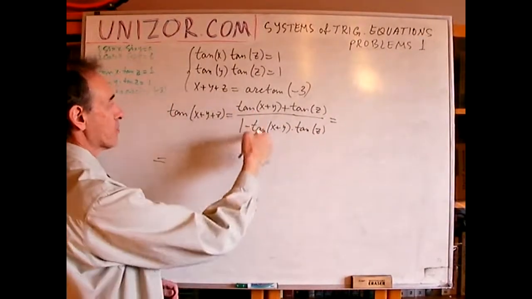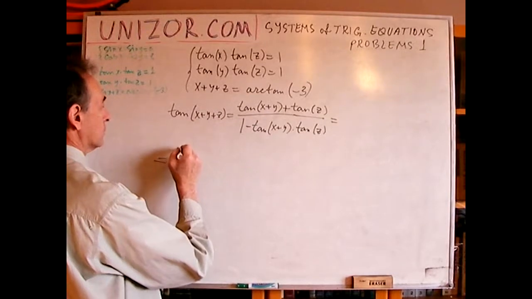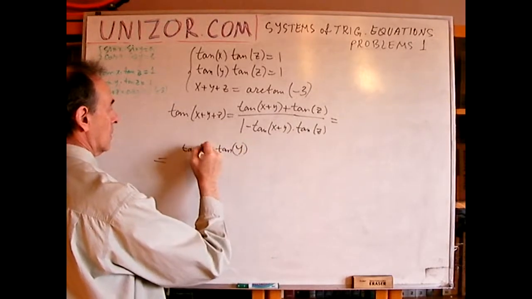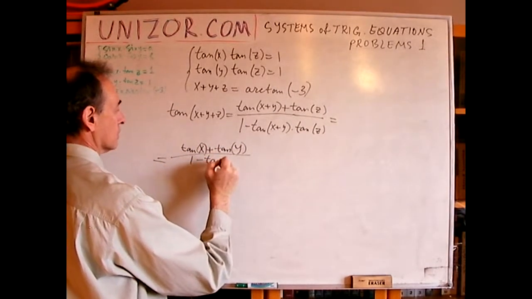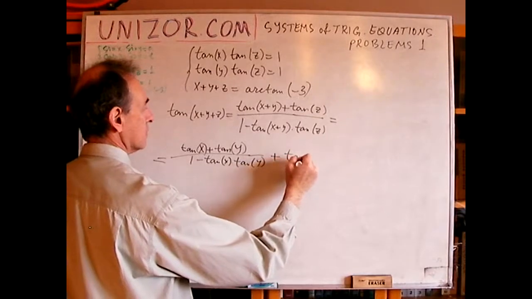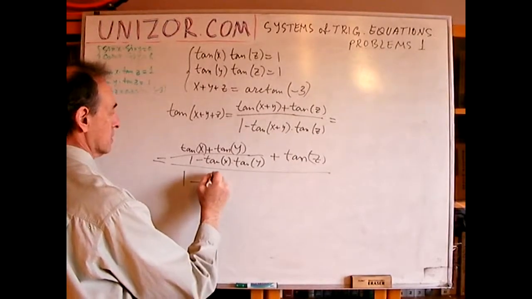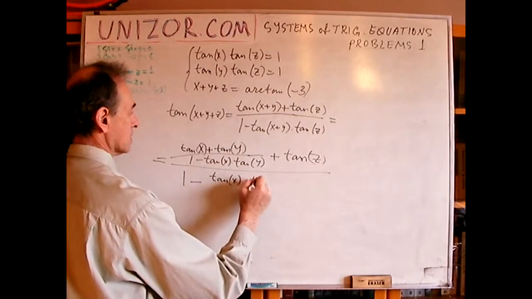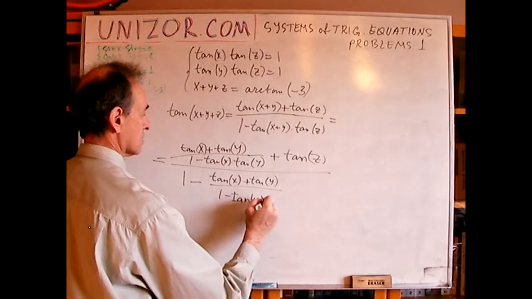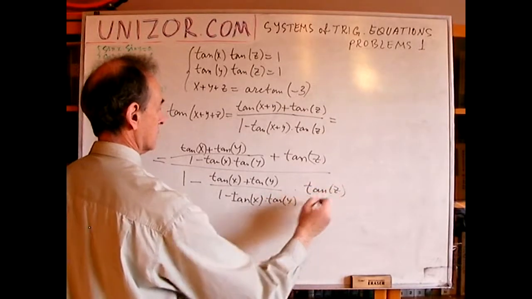Okay. Now let's express tangent of x plus y in terms of tangent x and tangent of y. So I will have tangent x plus tangent y over 1 minus their product, plus tangent z, divided by 1 minus, same thing here, tangent of x plus tangent of y over 1 minus tangent of x, tangent of y, times tangent of z, right?